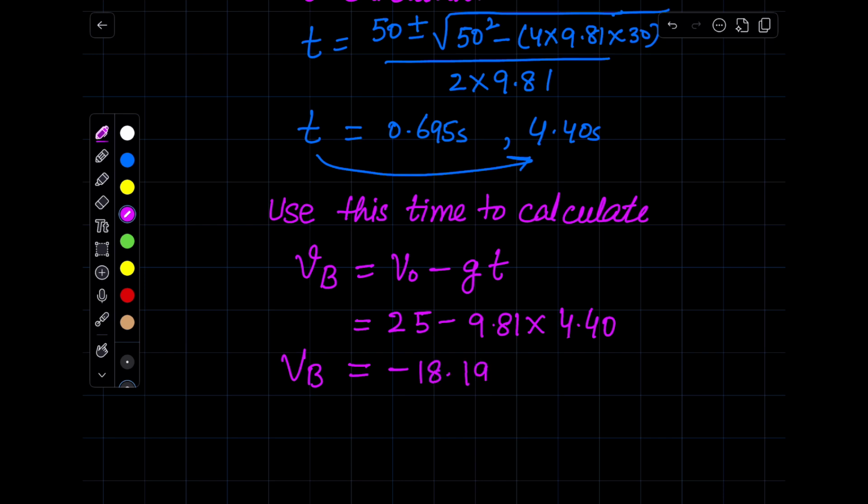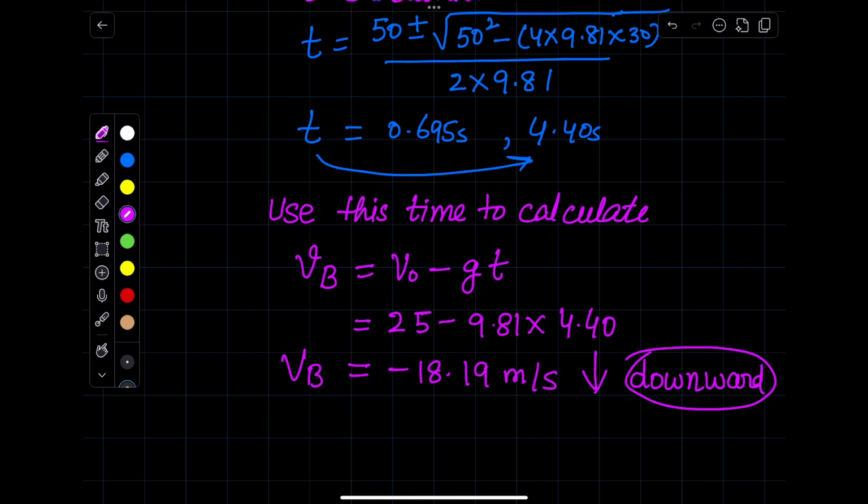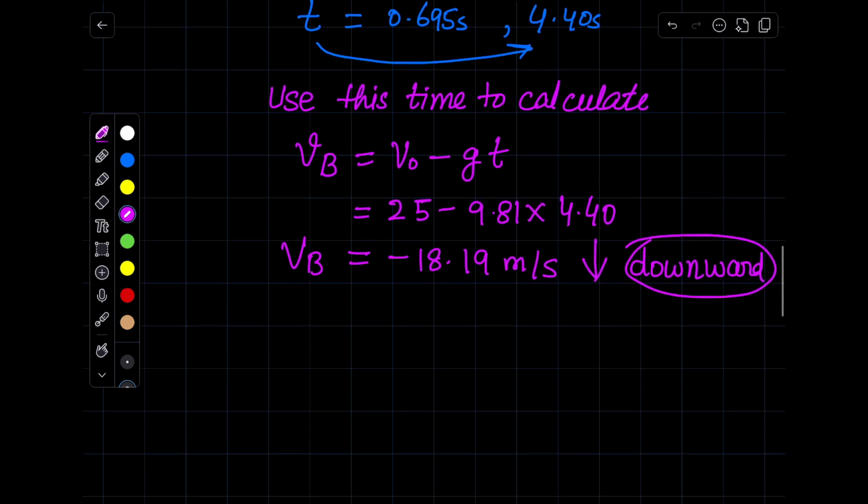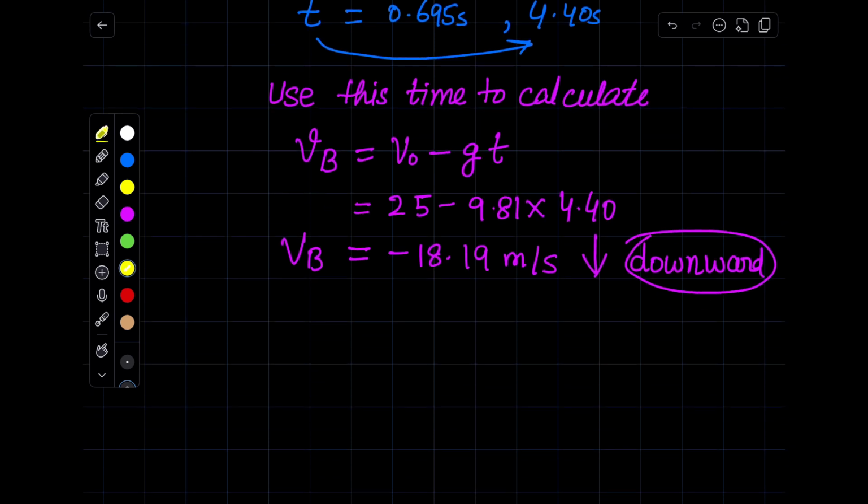Usually you can write this formula for any simple linear motion also, but here it is projectile and it is falling from the sky, so you can write v naught minus g t. So the answer is here: minus 18.9 meters per second. It means that the motion is downward.